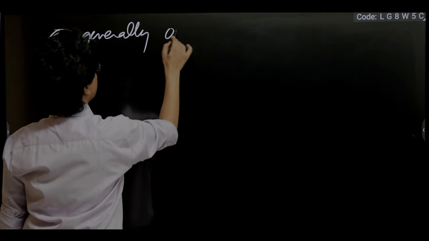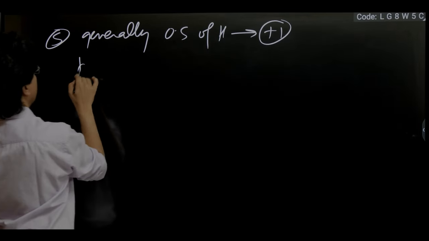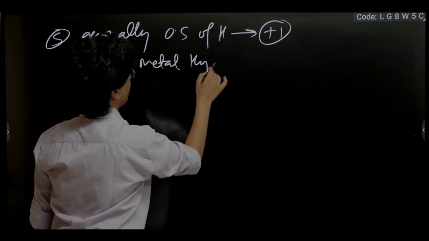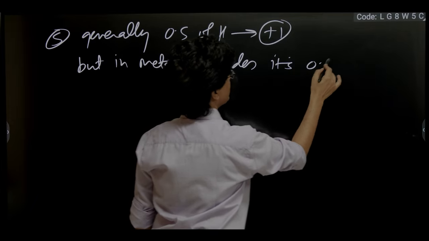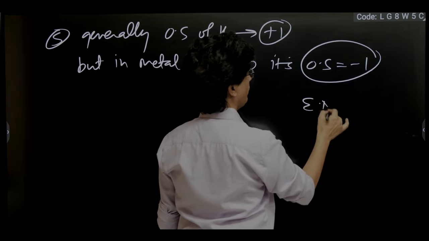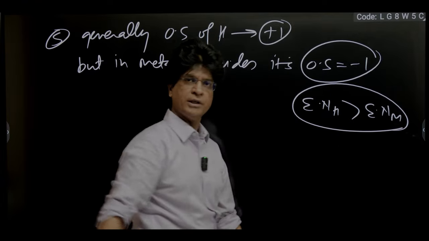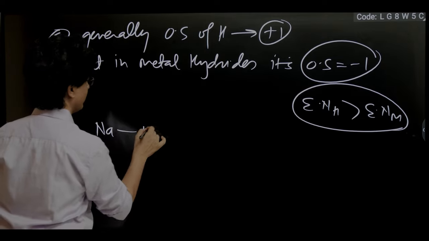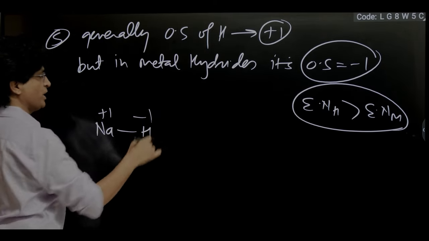Next one. Equally important. Fifth one. Generally, the oxidation state of hydrogen is taken as plus 1. But in metal hydrides, its oxidation state is taken as minus 1. The reason being, the electronegativity of hydrogen is more than the electronegativity of most of the metals. Yes or no? For example, if I say NaH, sodium hydride, in this case sodium will be given plus 1 and hydrogen will be given minus 1.